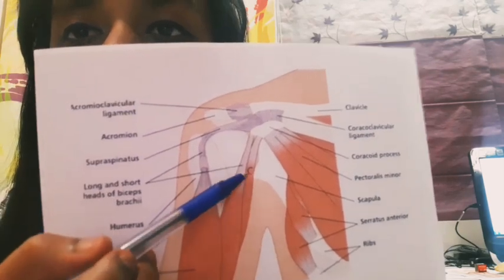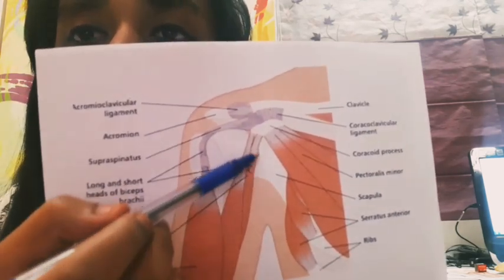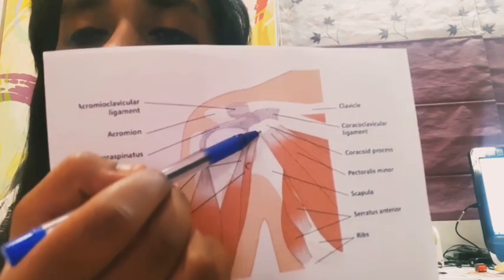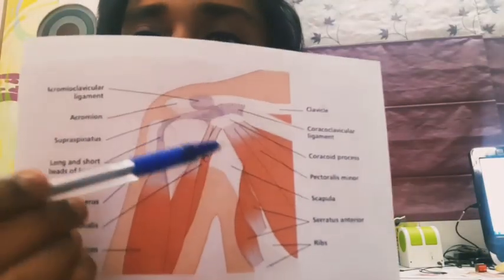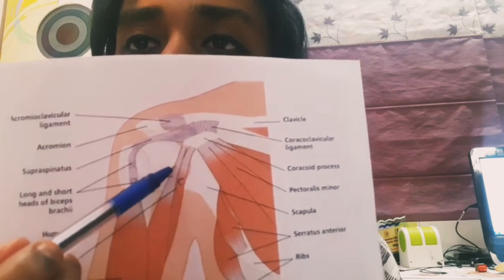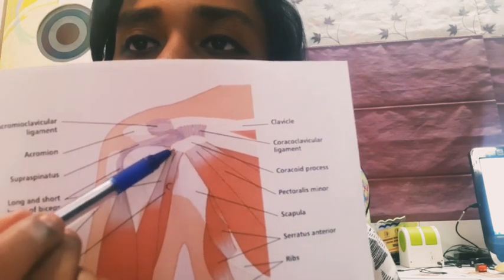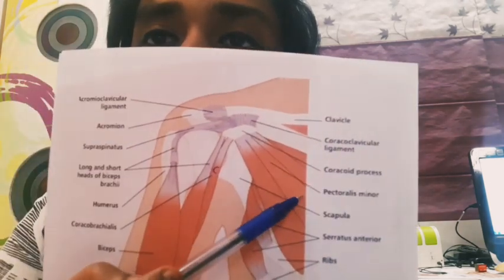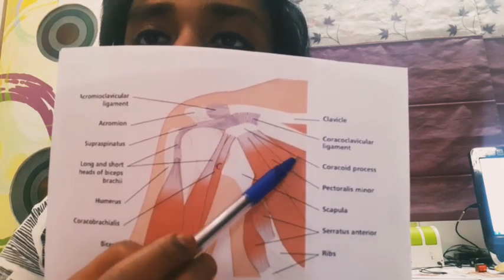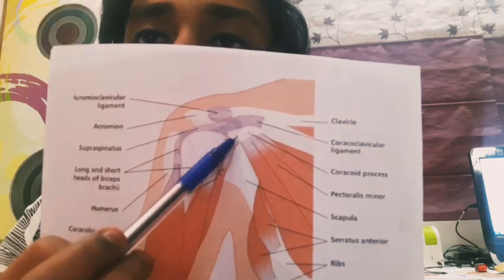So this muscle here is the coracobrachialis muscle, which is attached to the coracoid process. It has coracobrachialis in its name itself. So it's the coracoid process, and then here is the short head of biceps. This is also attached to the coracoid process. And here comes the pectoralis minor muscle, which is also attached to the coracoid process.